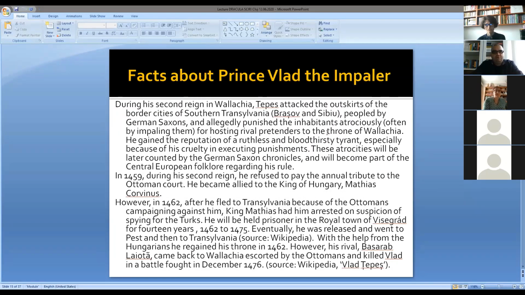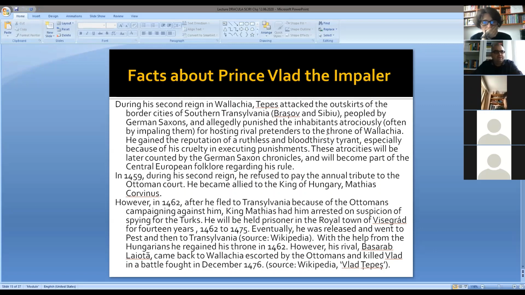More facts about him. During his second reign in Wallachia, he attacked the outskirts of the border city of Transylvania because, well, it's a long story, but this story is made very short. He attacked the Saxon towns of southern Transylvania, and because of his attacks and his reputation as a ruthless leader, the atrocities which he perpetrated upon the Saxon population will be registered by the German-Saxon Chronicles and will become part of the Central European folklore regarding Dracula as a ruthless ruler.